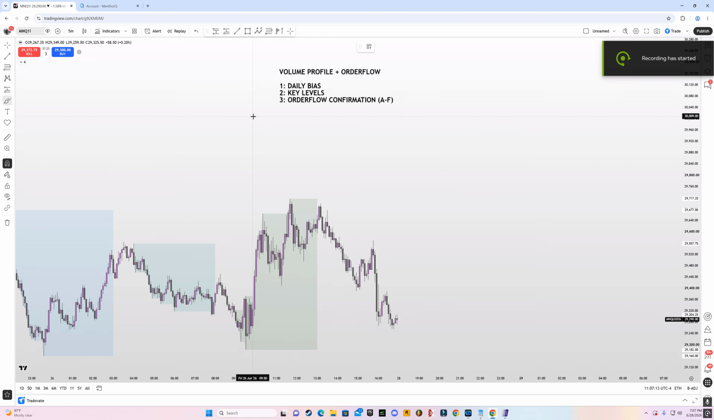My order flow trading strategy revolves around these three components, and they are very simple. I only use three confluences to take my entries, and there's one extra that I'm going to talk about later on in the video. But all you really need to trade successfully with volume profile and order flow are these three components. So first we have the daily bias.